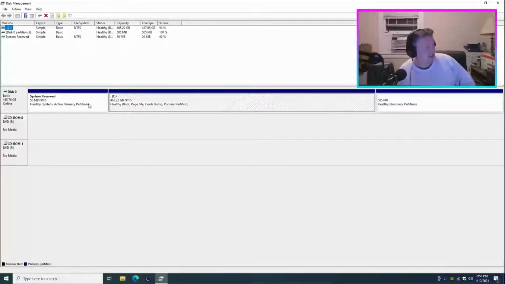As you can see, there's a system reserved partition right there, and there's the C drive partition, the second one, and there's a 505 megabyte healthy recovery partition right there. So that's all the work that Windows does when you're installing it. If you've built computers like I have, these are the partitions that Windows installs on a hard drive or SSD of your computer.